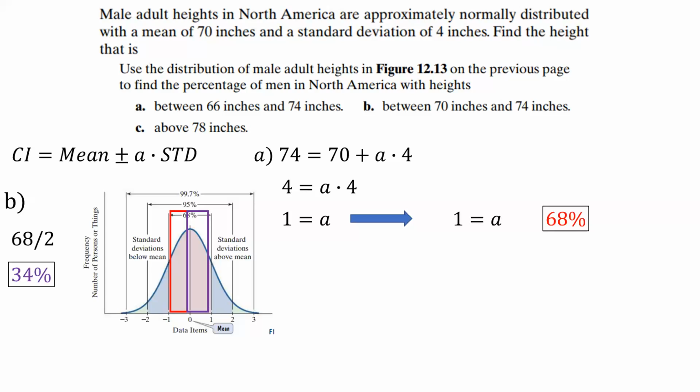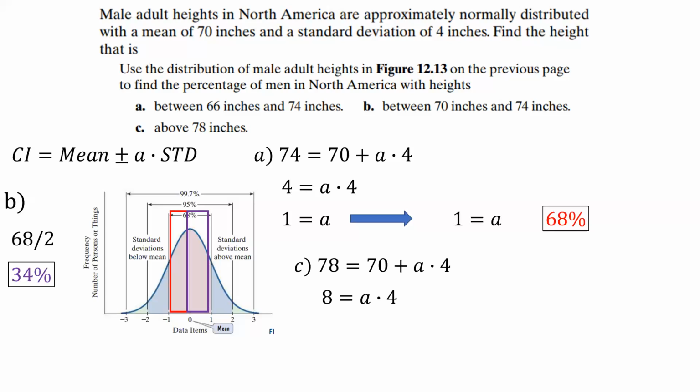I want to find the number of males that are above 78 inches. Now notice I don't have a region anymore, right? I don't have between 70 and 74, between 66 and 74. I just have a blanket statement: above 78 inches. My starting point is still going to be the same. I want to figure out how many standard deviations away this description of 78 inches is. So I'm going to do that again. I'm going to do what I did in part A. 78 is equal to 70 plus 8 times 4.